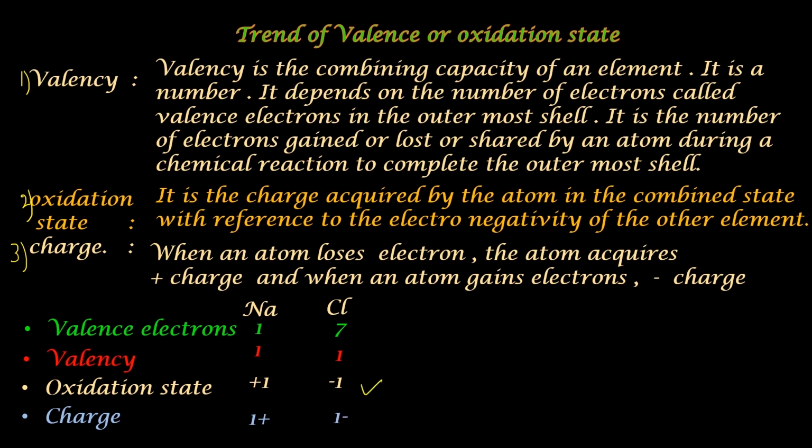Note the sign for oxidation state and charge. For oxidation state, the sign is first represented and then the magnitude. For representing the charge, you write the number or magnitude first and then the sign. Now we will proceed to discuss the trend of oxidation state.